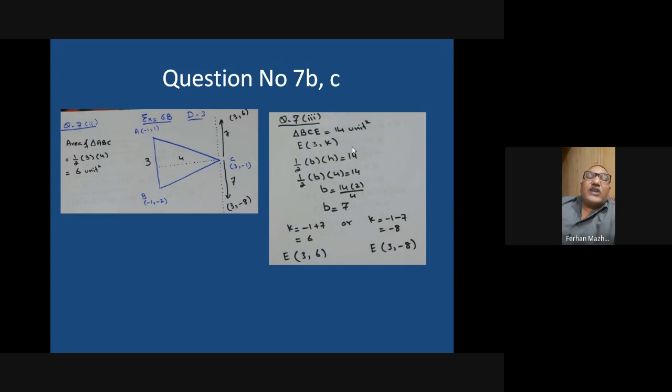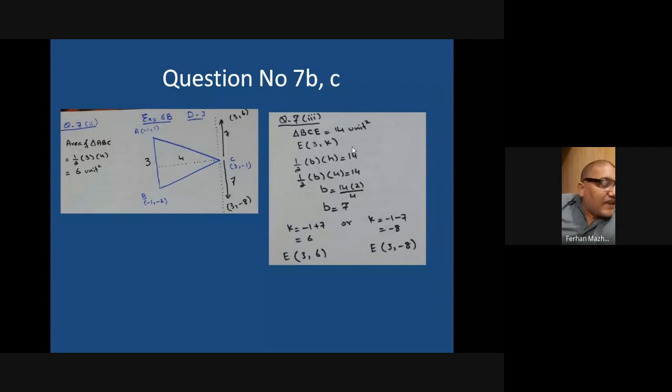You can understand this like the x of the B is minus 1 and the x of the C is 3. So if you move from minus 1 to 3, that will be 4. So the height is 4 and the base is 3. So apply the formula of the area of the triangle, that is 1 by 2 into base into height. So 1 by 2 into 3 into 4 will give you 6. So the area of this triangle is 6 unit square. So that was the second part.